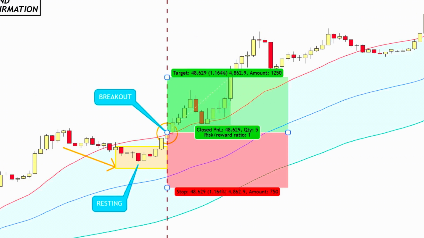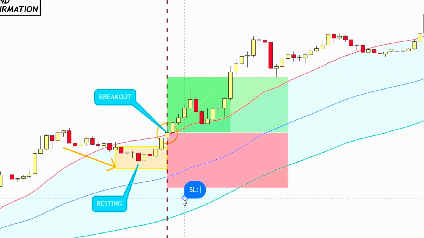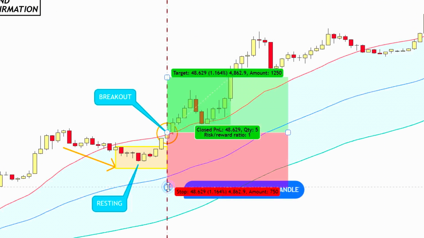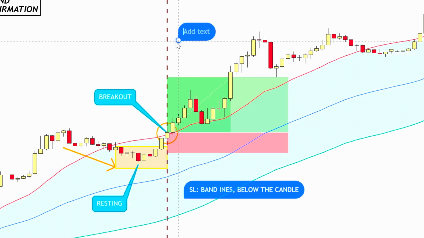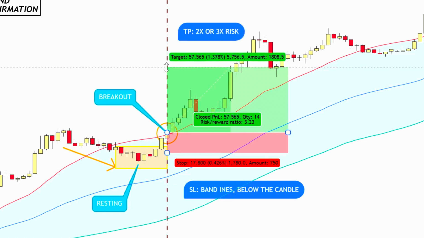A stop loss sets right at the band line, just below whatever candle triggered your breakout. Clean, mechanical, no guessing. Target wise, you're generally looking at 2 or 3 times whatever you're risking.